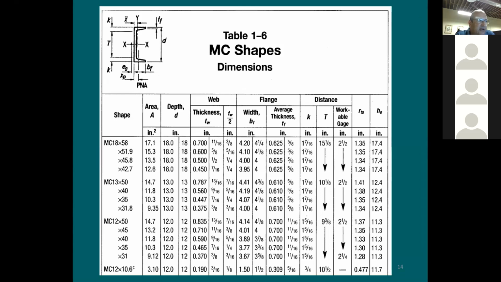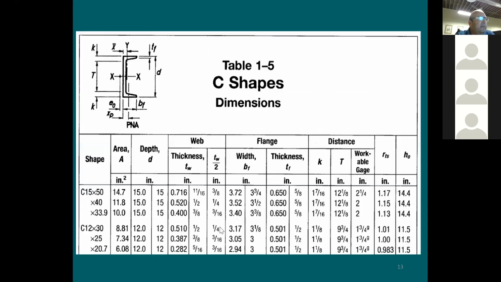So as I was saying here, MC 12 by 10.6, look at this. You have the weight of 10.6 pounds per linear foot and the depth is 12 inches. If you'd like to gain the same depth, look at what happened here to the C. It's going to be at least 20.7, which means the weight is going to be double.